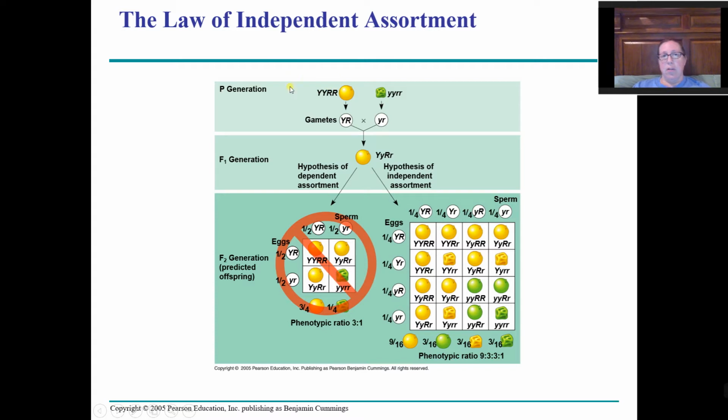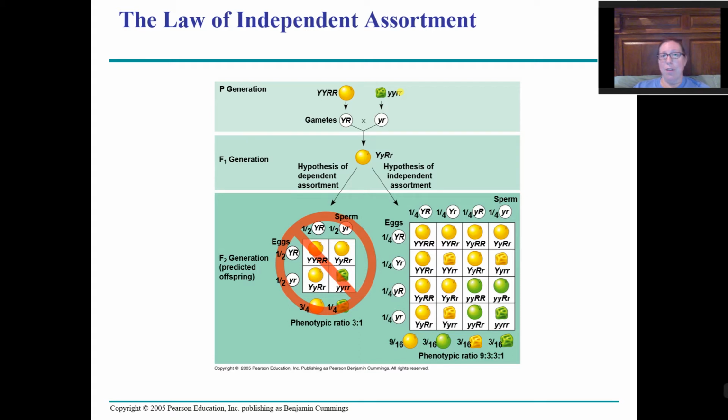Okay, so here we have another P generation, right? We're going right back to the beginning. And in this case, we have two traits. Okay, so we have color, right? This is yellow and green, indicated by, we'll say yellow is big Y and green is little y. And then the other trait we have is round, which is a big R, and wrinkled, which is a little r. Now, again, we know he did the work and he did test crosses and crossed these many, many times.